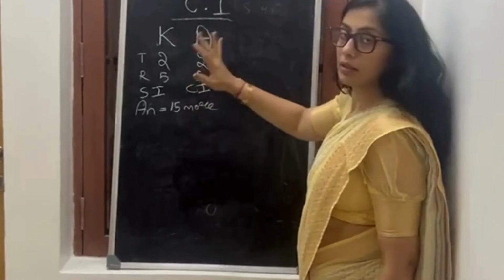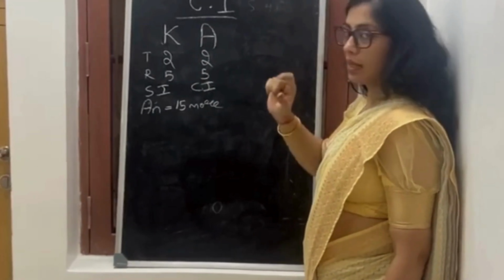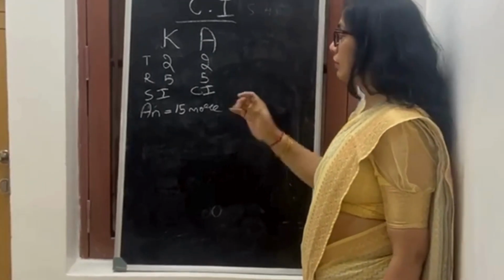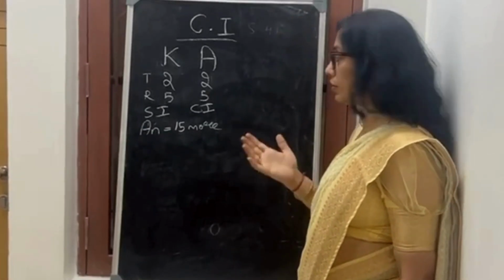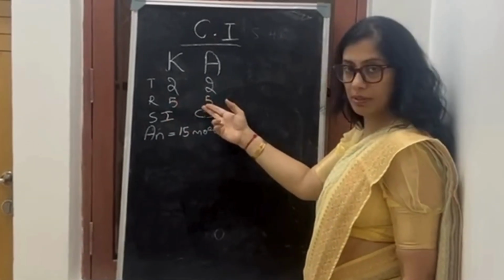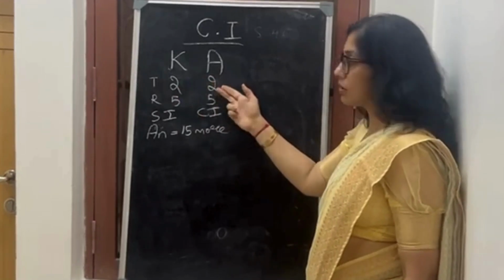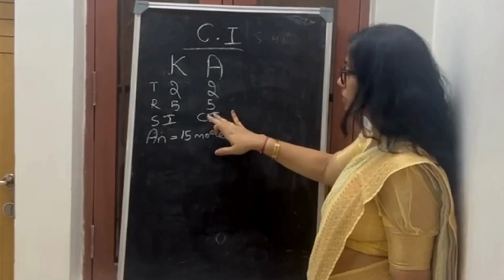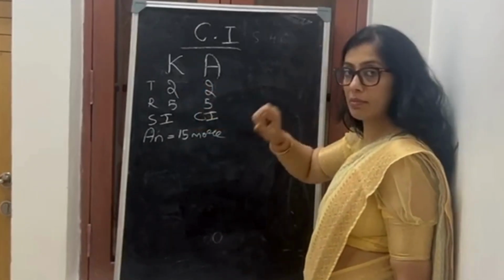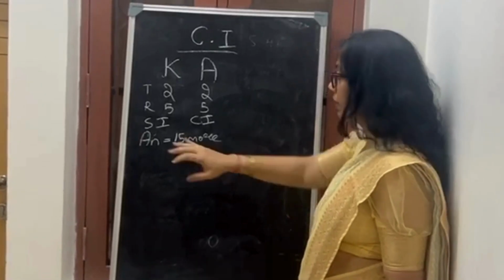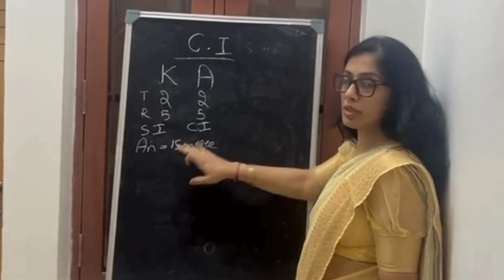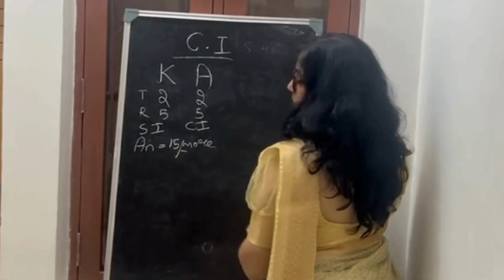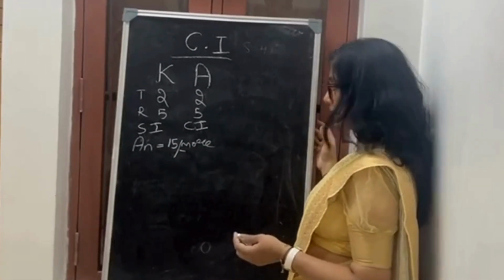So Kamal and Anand, two friends, have the same principal amount given for investments, at the same interest of 5% and for 2 years. Kamal gave it on simple interest, Anand gave it on compound interest. After 2 years, Anand had received 15 rupees more than Kamal. Okay, so I find out what was the principal.